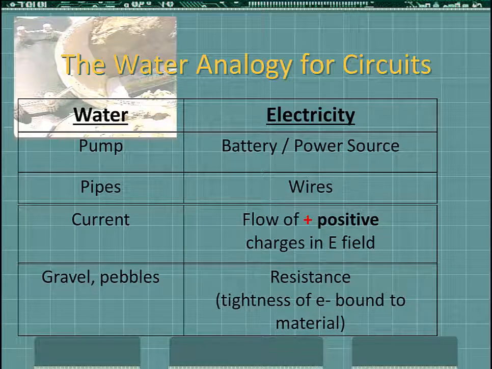And then finally, you can slow down the flow of water by sticking gravel or pebbles inside a pipe. Or if it's a faucet, you would close the valve there. So in electricity, we think of that as the resistance of the material. And it's a measure of how tightly bound those electrons and charges are to that material. Some materials have a very high resistivity, and we use that to our advantage.